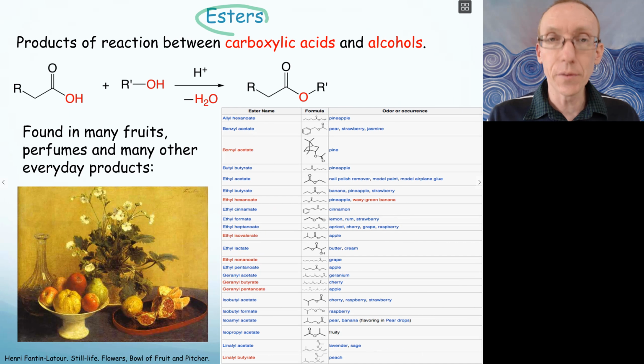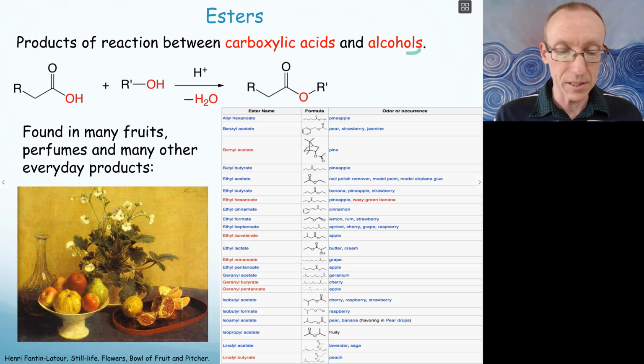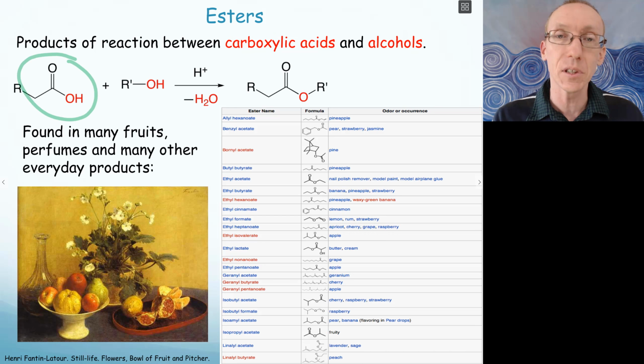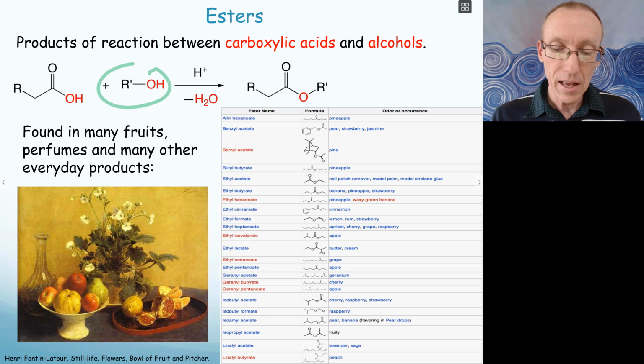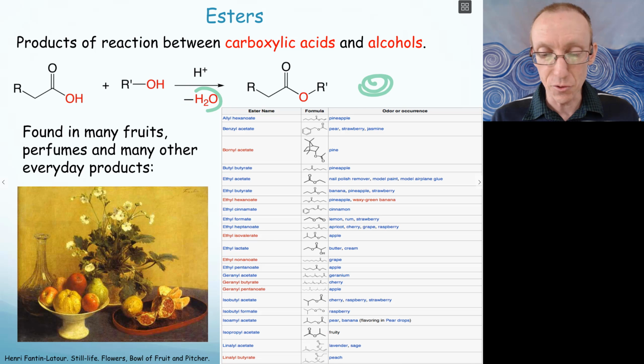So let's look at the first derivative, esters. We form them from carboxylic acids and alcohols. So the simplest way to do this is to take a carboxylic acid and an alcohol and to mix them with an acid. It's a reversible process, but if we remove the side product, which is water, which is on this side of the reaction, then we can drive the equilibrium across to the ester.